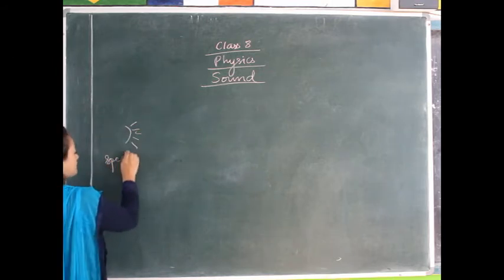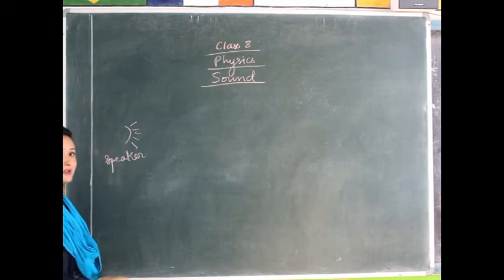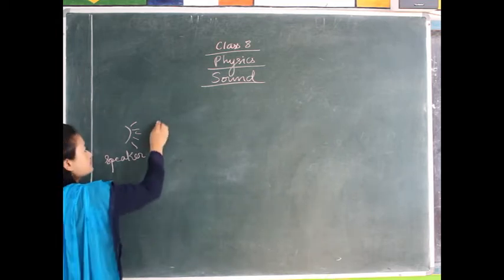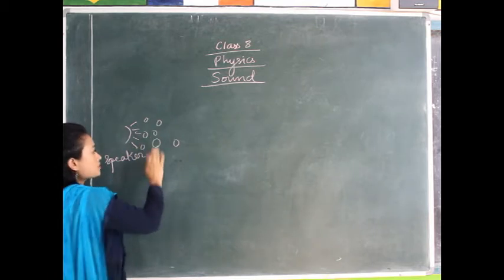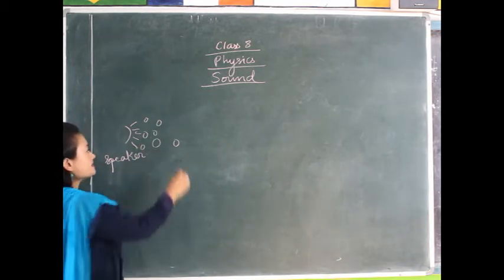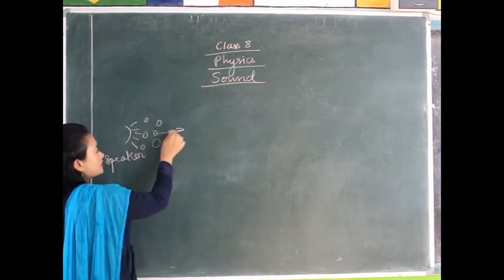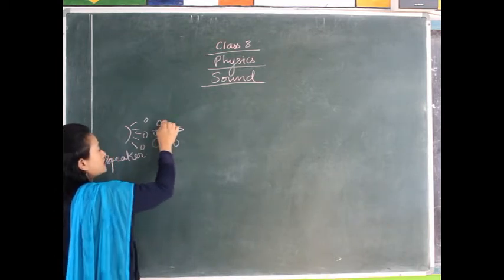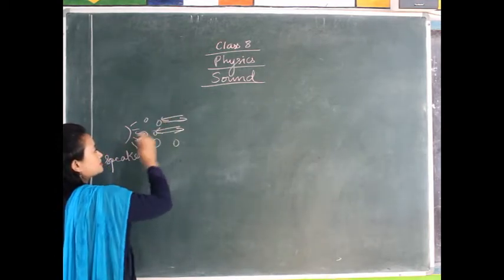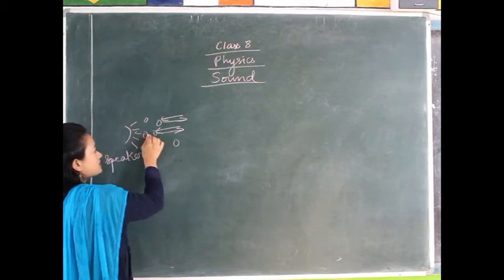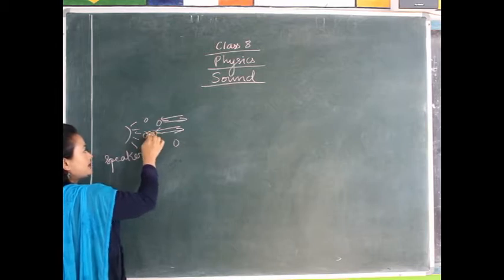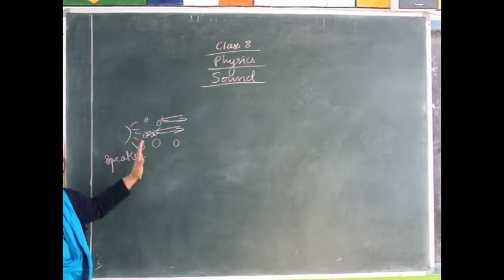The speaker produces sound. So when the speaker produces sound, the particles which are closer to the source of sound get disturbed, and they start vibrating to and fro. They move forward, they come back. When these particles move, they gain energy and they touch the other particles.